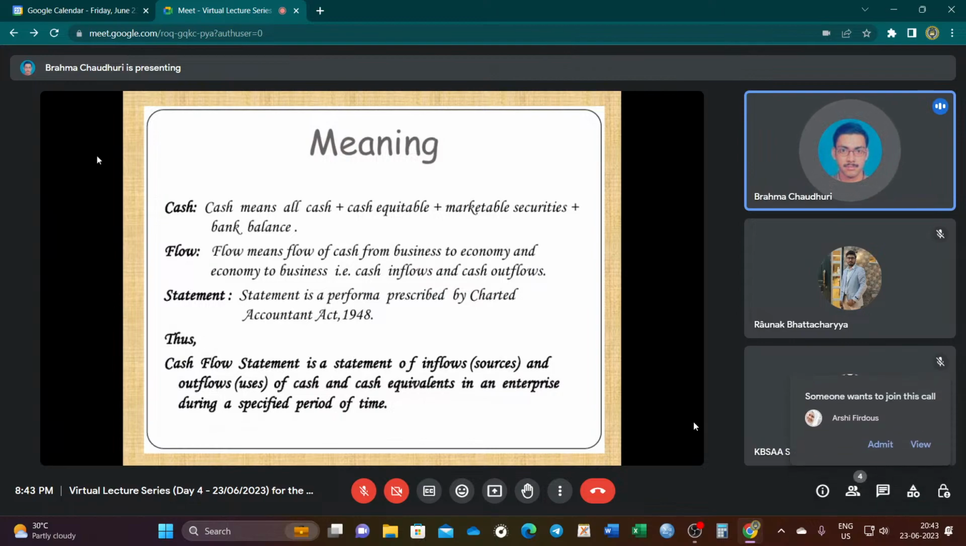This is actually a statement of change in financial position. The financial position, that is the cash position, is being changed over a particular period of time, and it is a financial statement. The cash flow statement is a type of financial statement which shows the change in the cash balance from the opening date of the balance sheet to the closing date of the balance sheet. Simply speaking, the cash flow statement is a statement of inflows, that is the sources of cash, and outflows, that is the uses of cash and cash equivalents in an enterprise during a specified period of time.